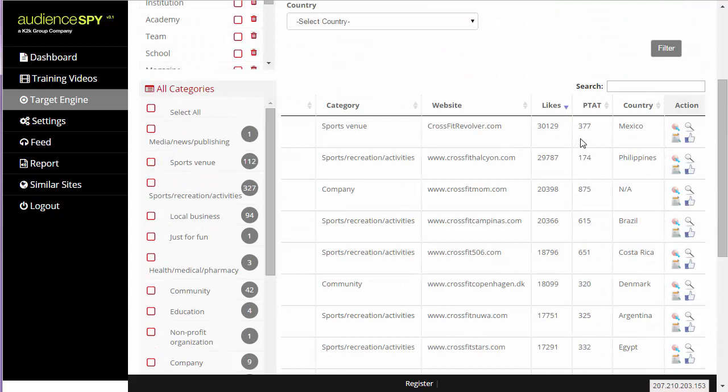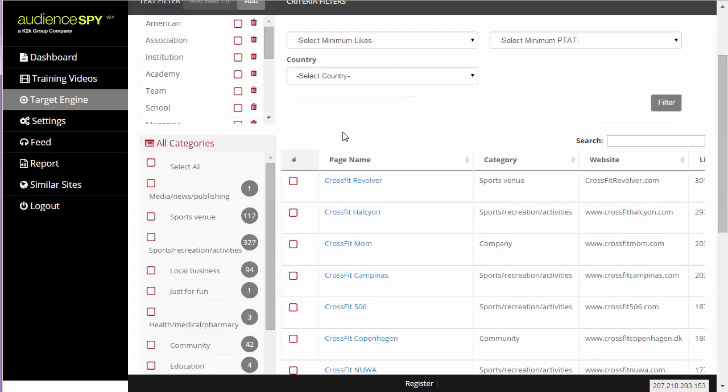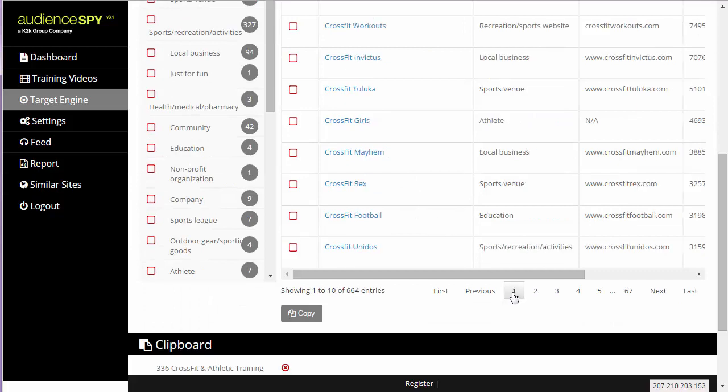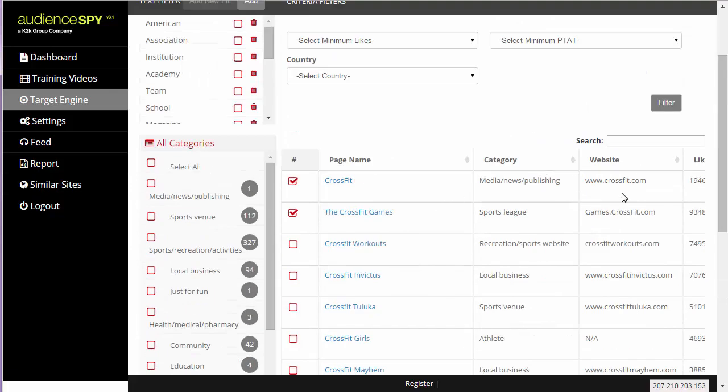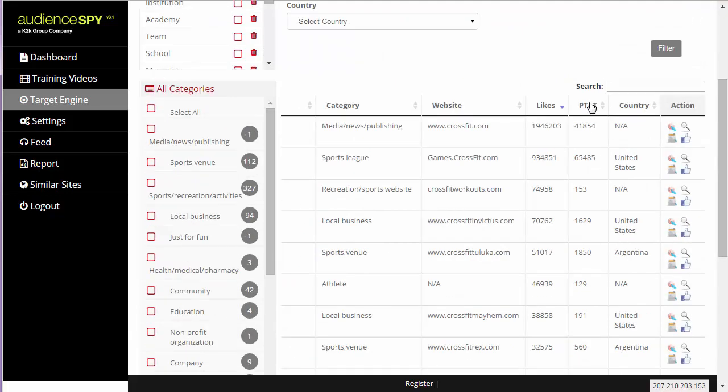Right, I think I'm on page 2. Right, so that's in Mexico, but it actually sounds quite good. I might put that one in, but anyway. Yeah, so let's just put that CrossFit Resolver in as well. So rather than searching by likes, we could search by the people actually talking about it.